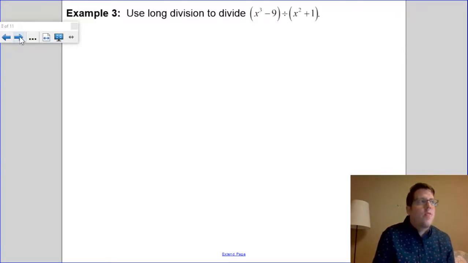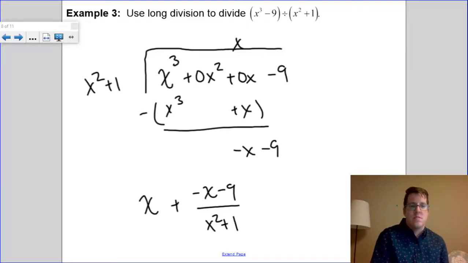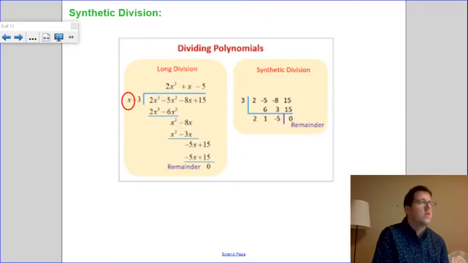Here's another problem for those of you who just would like to give a try. I'm simply going to put the work up with no commentary so that you've got an example of some model work to look at. All right, here's our answer. And our remainder over our divisor, it doesn't reduce at all in this case. That's something we'll learn more about this unit and next unit as well.